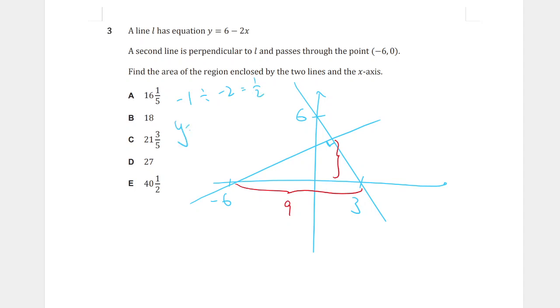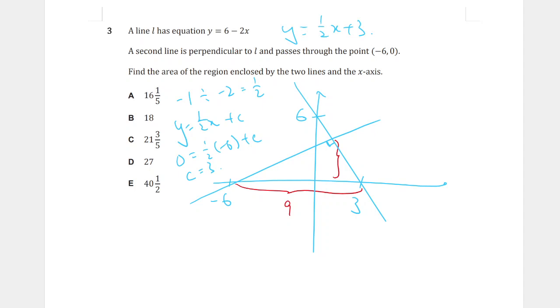So y equals 1/2 x plus c. How do I figure out the c? Well, I know that it passes through minus 6, 0. So 0 equals 1/2 times minus 6 plus c. So what's my c? c is positive 3. Great. Okay, so then we have our two lines. The second line is y equals 1/2 x plus 3.